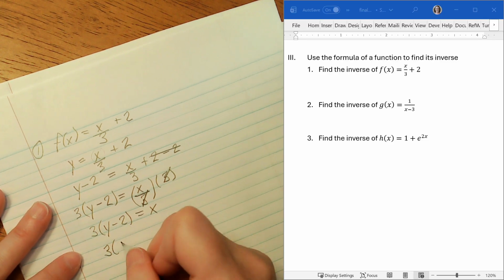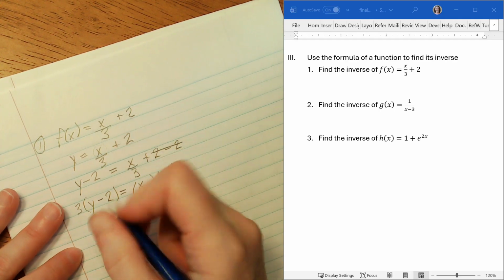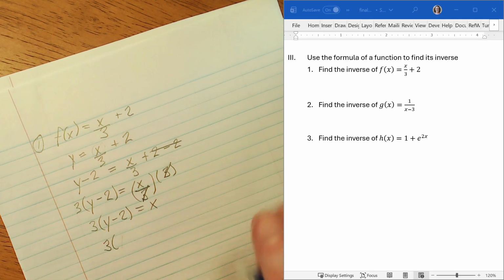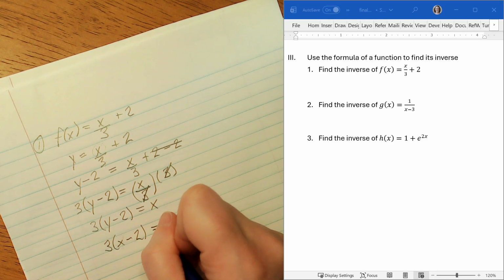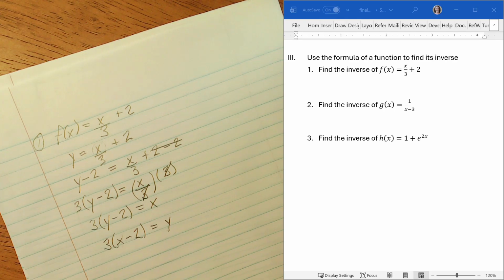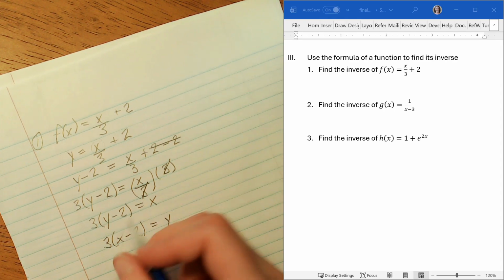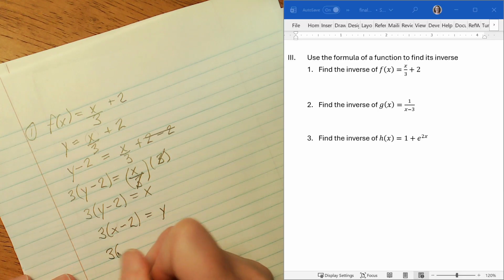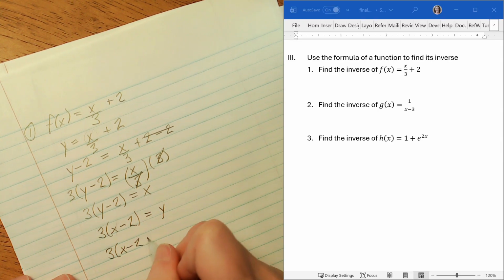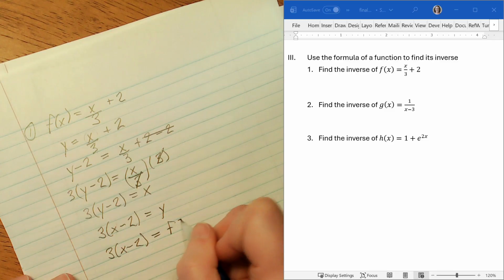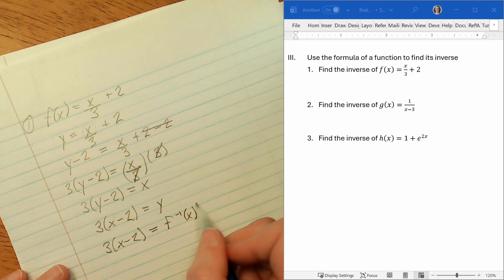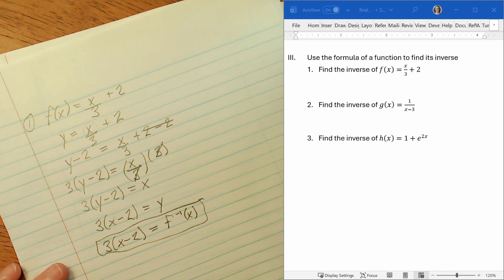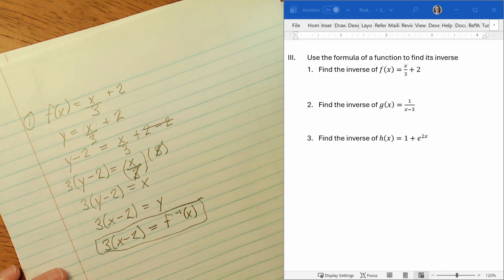Okay, so we've isolated x, and now we're going to swap the names x and y. This is because when you're doing an inverse, the whole point is to swap the input and the output. So we'll just switch their names, and now I'm going to finish up by renaming y as the name of the inverse function. So this is going to be 3x minus 2 equals f inverse of x. I usually write that part on the left, but it doesn't really matter. So this is my final answer here.